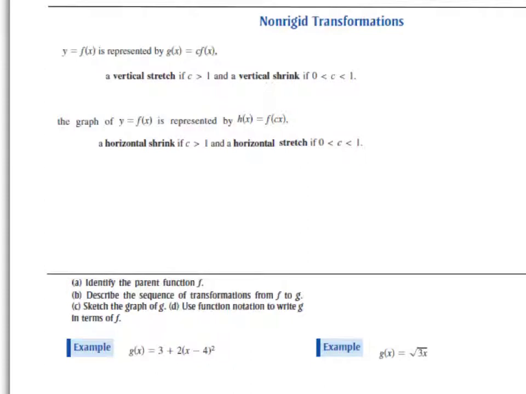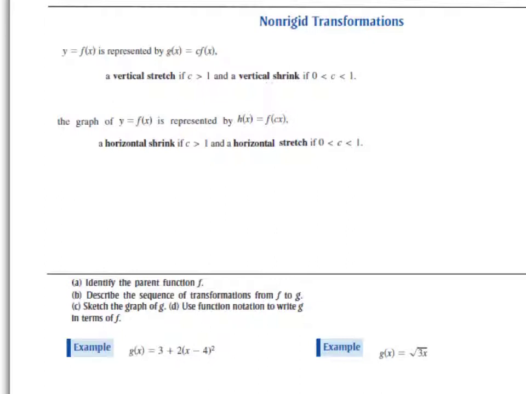Here's the rule. If you have a change happening on the outside of the equation, anything that happens on the outside, once again, it's going to be a vertical change. So if you have multiplication happening outside the parent function, that's going to be a vertical change. If it's multiplication and that value is greater than 1, then it will be a vertical stretch. If this value here for C is between 0 and 1, then it will be a vertical shrink, which means it's going to get vertically squished.